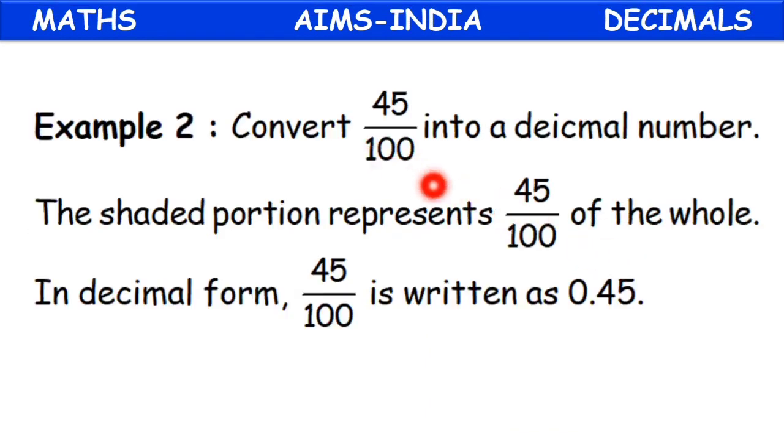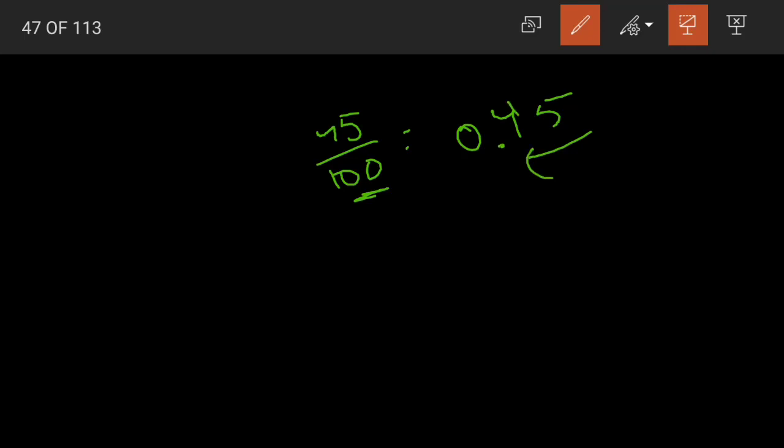Now next, 45 by 100. The denominator is a 3-digit number but the numerator is only a 2-digit number, so we have to make it a 3-digit number. Before 45 we'll write 0 to the left side of the 45. After that we count the number of zeros in the denominator. We have 2 zeros, so after 2 digits from the right we'll place our decimal point. 45 by 100 is equal to 0.45. Clear children?